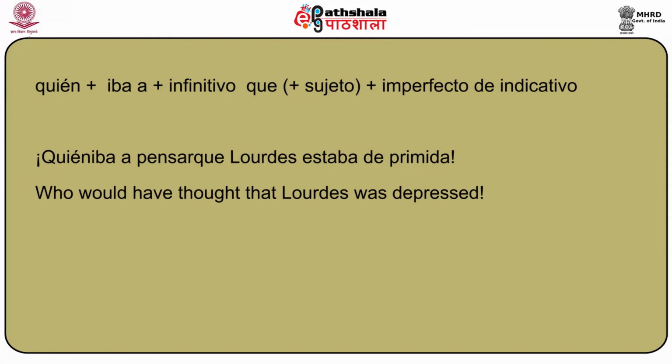Another set of construct is quien plus iba a plus infinitive plus que plus the imperfect of the indicative. Let us see this in an example. ¿Quién iba a pensar que Lourdes estaba deprimida? In English, who would have thought that Lourdes was depressed?